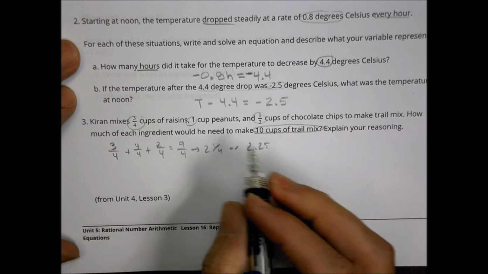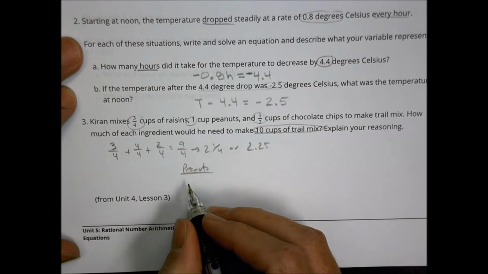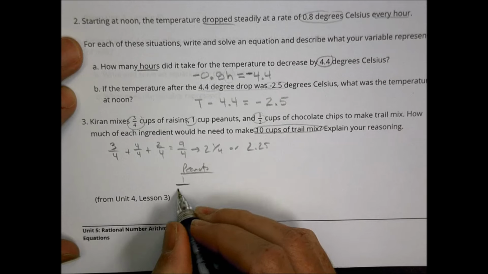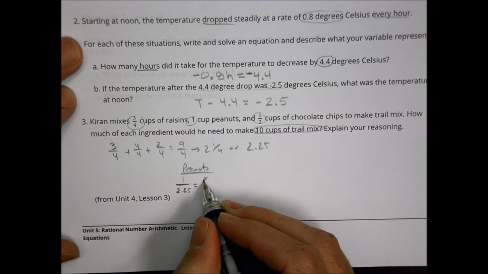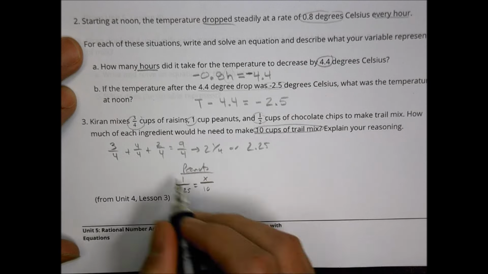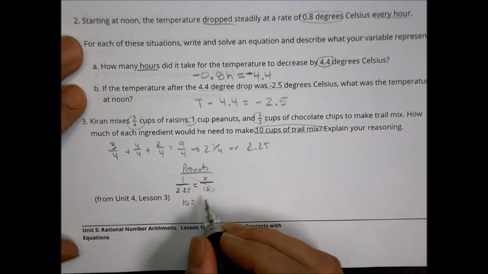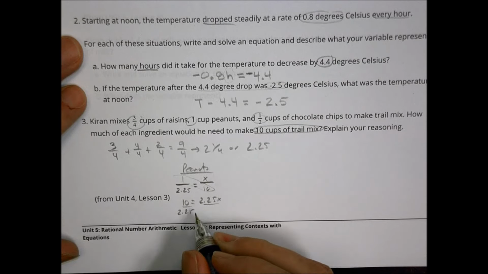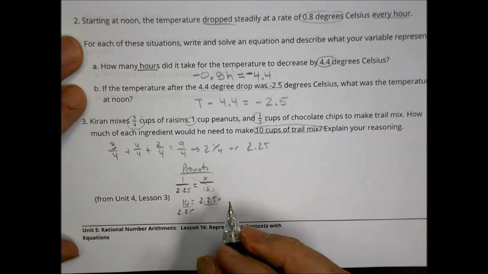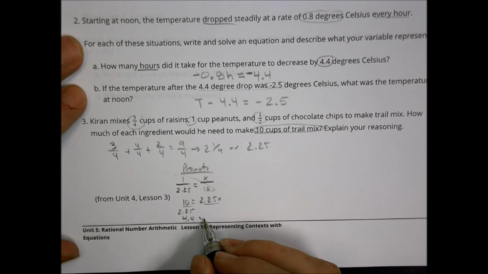Okay, so let's take, for example, the peanuts. For the peanuts, I use 1 cup of peanuts to make 2.25 cups of mix. And if I want to know how many cups of peanuts I need in order to get 10 cups of trail mix, I'd set up a proportion like this, and I'd end up with 10 equals 2.25x. I'm going to divide both sides by 2.25, and if I did the decimals here, 10 divided by 2.25 gets me 4.4 repeating, so 4.4 is about x.